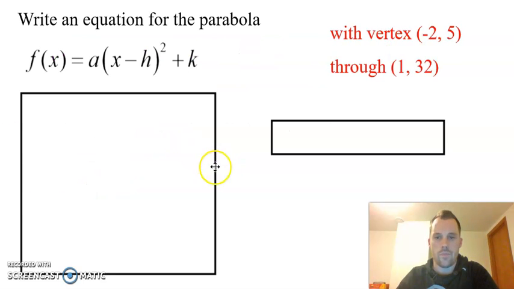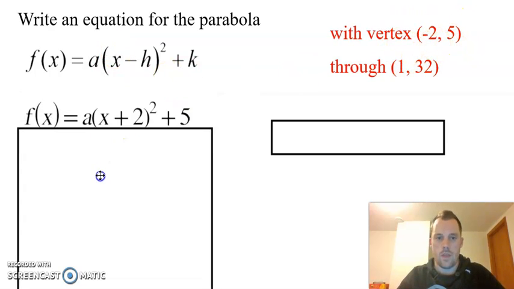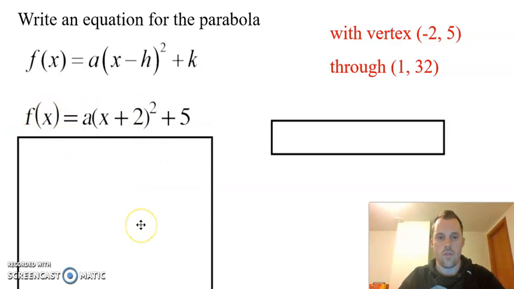So first one, let's say we know that the vertex is (-2, 5), and we've got some point on our graph, (1, 32). So we're going to look at what we can plug into our equation. This f(x) or y is going to basically stay there, same with the x, but we need to figure out what our a, h, and k values are. Well, h and k, this is vertex form, so that just comes from (-2, 5) there. So we can write our equation with x plus 2 and then plus 5 at the end.